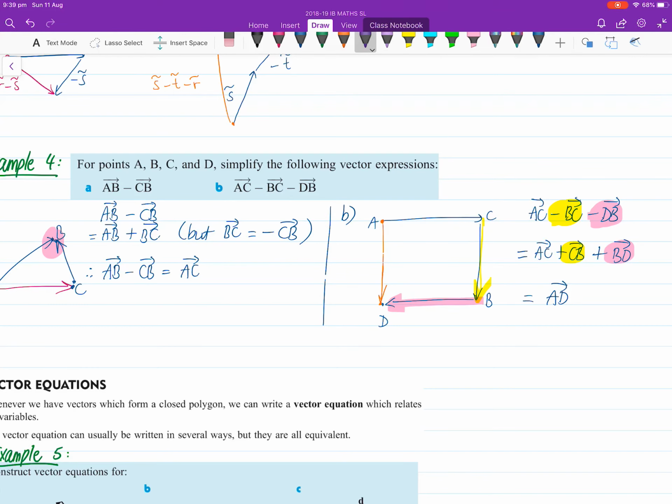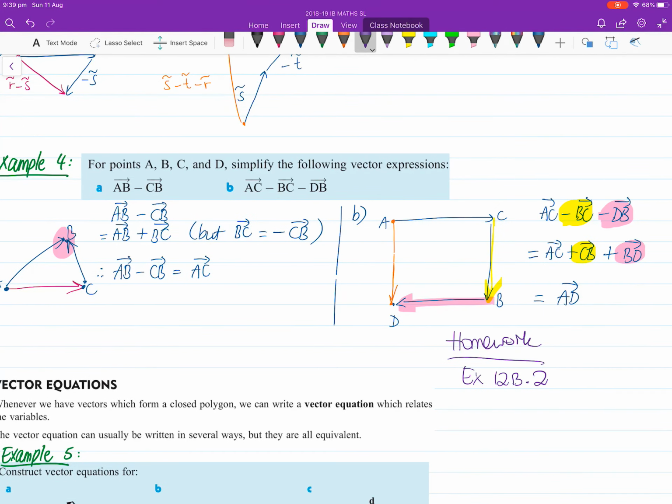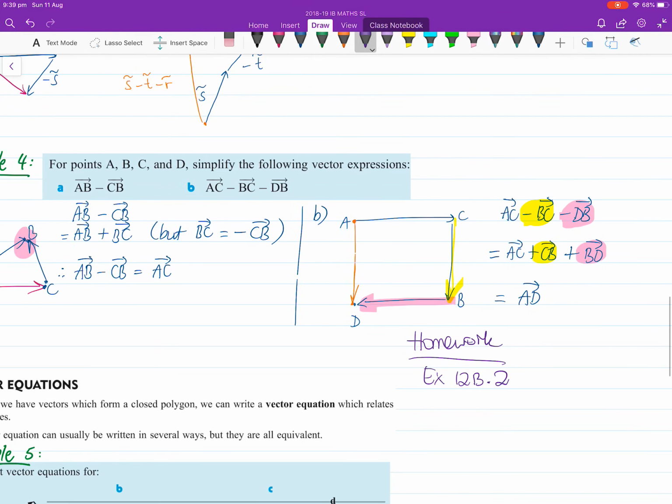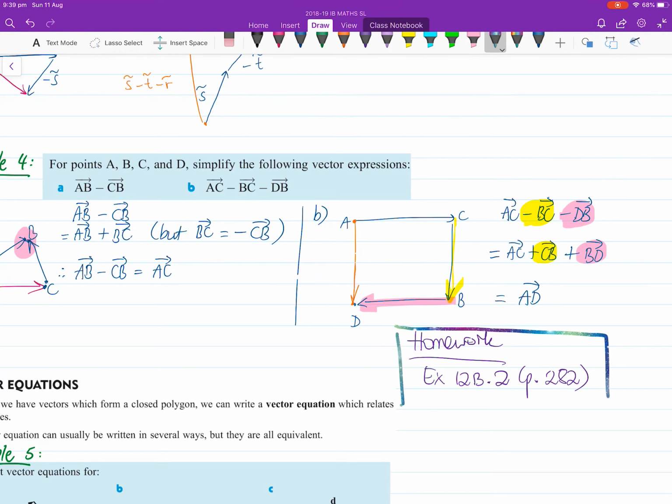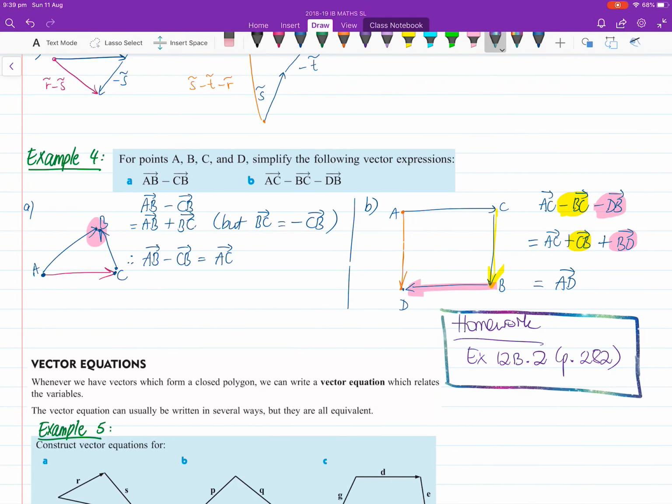Okay, so this one, guys, please have a go at. I'll write it here for you. You need to do exercise 12B.2, and that is on page 282 of your textbook. Please have a go, and don't forget to also do extra questions from the Oxford textbook, which is on your Schoology page.